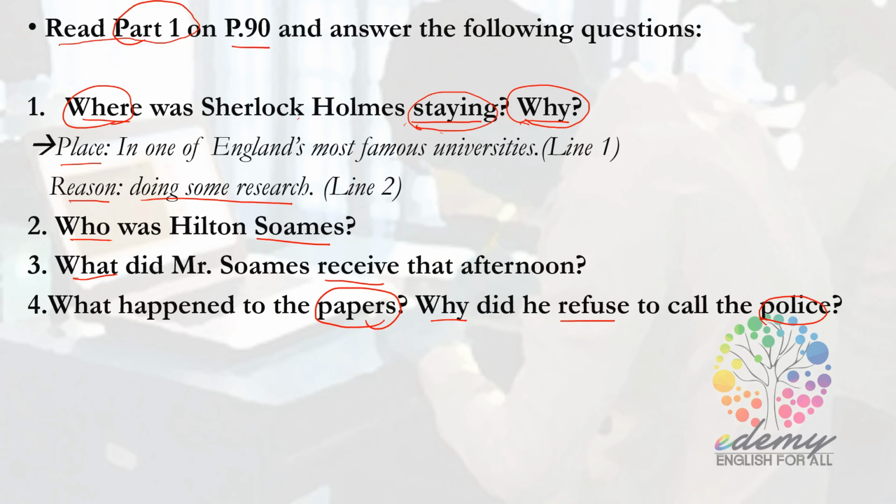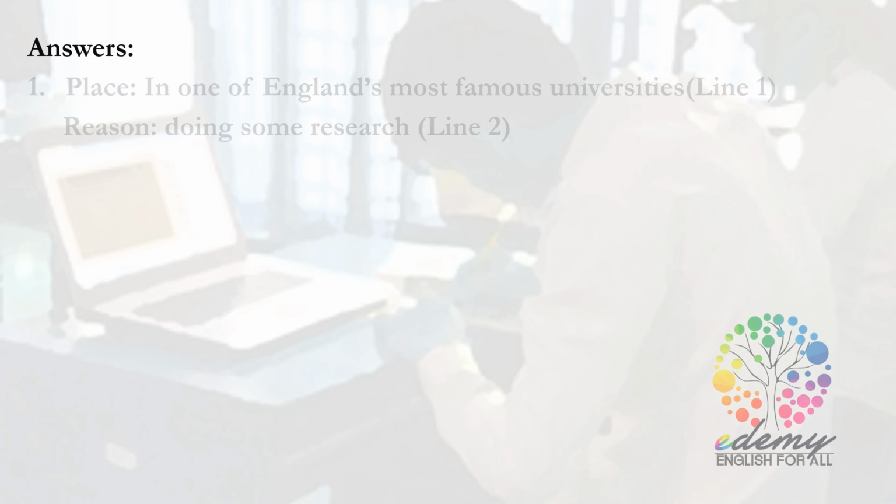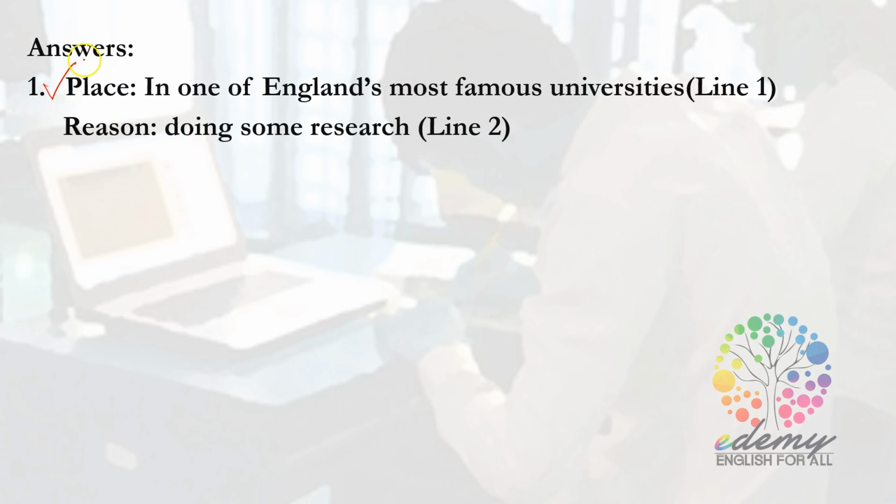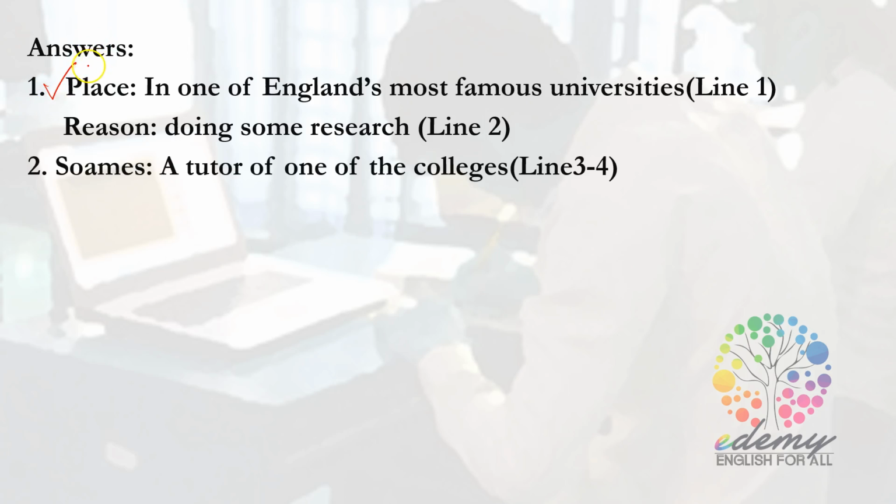Let's check the answer all together. So the first answer has been done for you, so I will skip it. Let's move on to the second answer. The question is: who was Hilton Soam? So we need to find who he was. In here, we can find it on line number 3 and number 4. Let me read the line for you: Mr. Hilton Soam, a tutor at one of the college. So the answer is a tutor of one of the college.